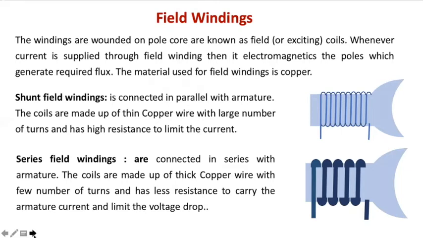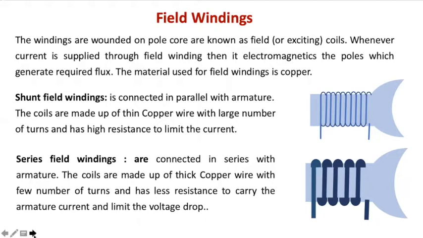The material used for field windings is normally copper, because aluminum requires a larger space, and due to the space constraint, or to make a compact machine, normally the windings of the machines are made up of copper.